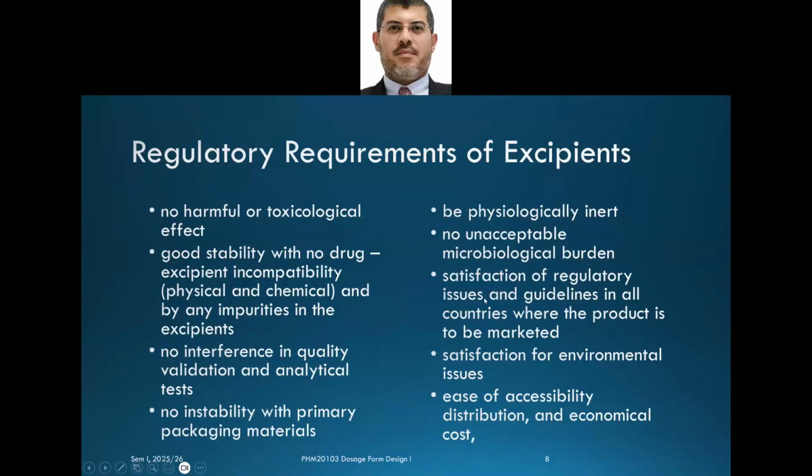Satisfaction of regulatory issues and guidelines in all countries where the product is to be marketed. So now we have different regulatory bodies, we may have different compendia. You want to export your product to USA, then you have to follow the FDA regulations and USP, United States Pharmacopoeia. If you want to export your drug to India, then you have to follow the Indian Pharmacopoeia. Japan, Japanese Pharmacopoeia. European Union, then European Pharmacopoeia, and so on.